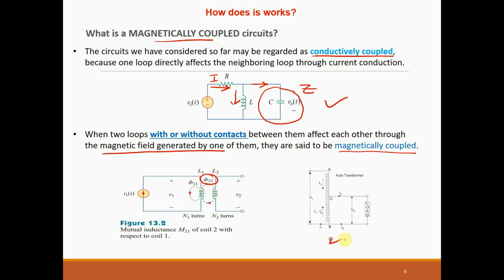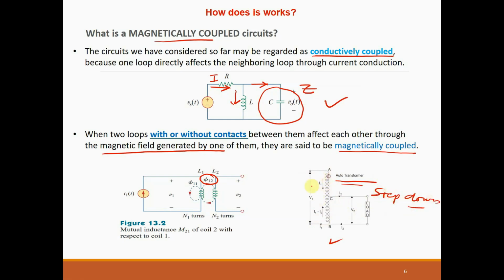What about this? This is an application of the autotransformer, right? This is an autotransformer. This is a special case, a special topic in autotransformers. See, we will have a very long winding here. This of course, it's obviously a step down.